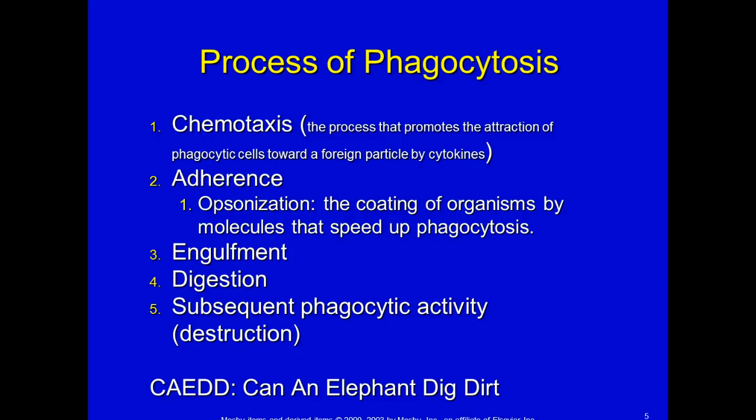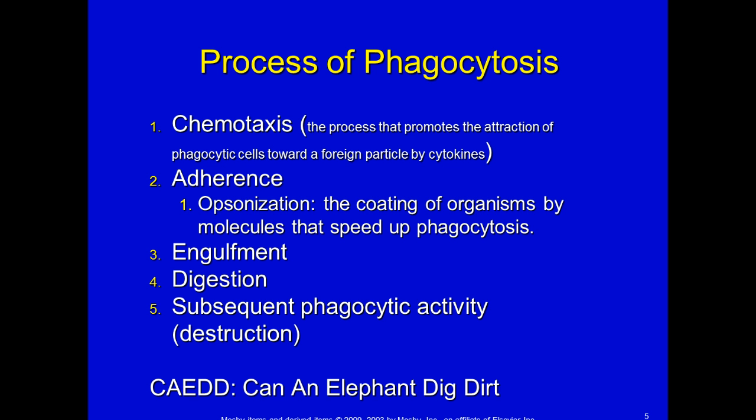We talked about phagocytosis, which is the actual eating of bacteria by the cell. There is a process, and I have on the bottom CAEDD: can an elephant dig dirt? That is how you can memorize this. The first one is chemotaxis. That is the process that promotes the attraction of the phagocytic cell towards the foreign particle by cytokines. Chemotaxis is like taxi, which is movement. You take a taxi. It then adheres to what it's going to be destroying.